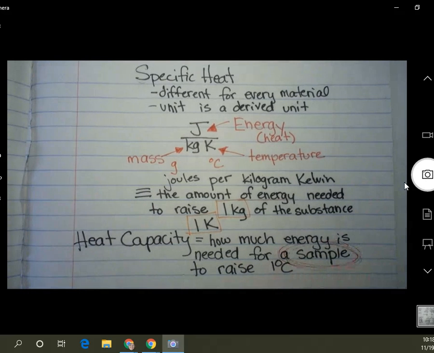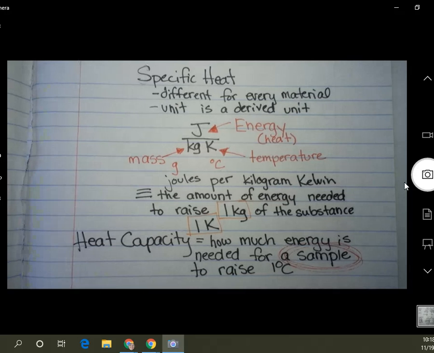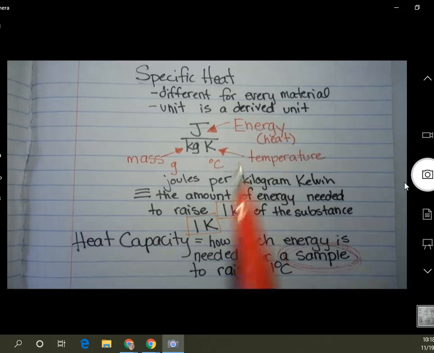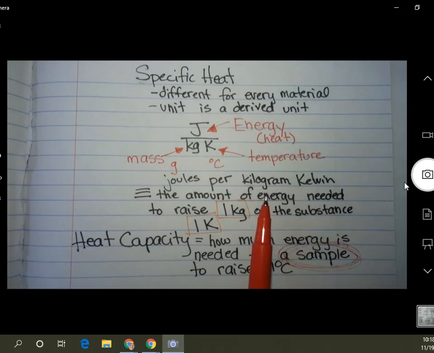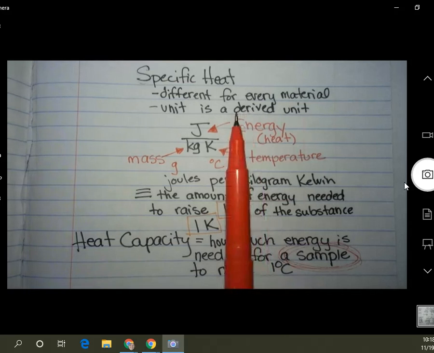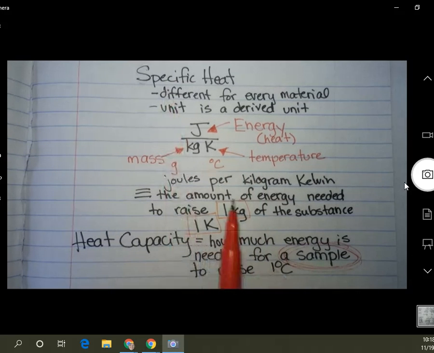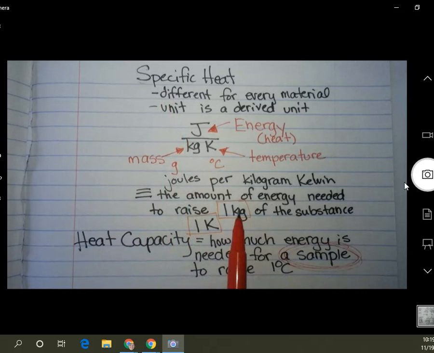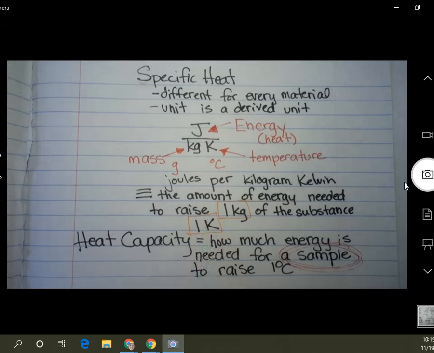Ta-da! In heat capacity, we don't have a specific mass or a specific size of the sample. But with specific heat, it is a specific, this will help you remember, I hope, it's not just for cheesy value, but specific amount of energy for 1 kilogram of the substance to 1 Kelvin, to raise up 1 Kelvin. So that's just the differentiation there. I'm going to stop recording for a second, and we're going to watch the Professor Dave, and then we'll come back and do some example problems.